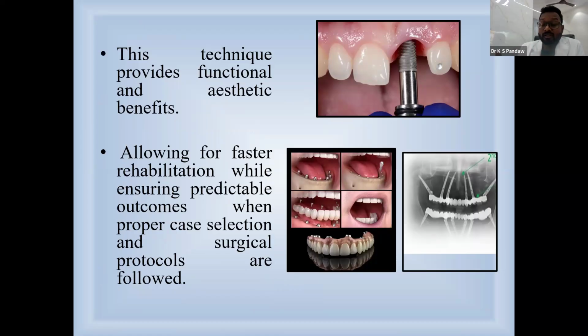For the aesthetic zone, we can load immediately. In D1 and D2 type of bone, where you get good torque and good stability, or if you are engaging the bicortical, both of the cortical plates, you can load the implant immediately. This allows faster rehabilitation while ensuring a predictable outcome when proper case selection and surgical protocols are followed.